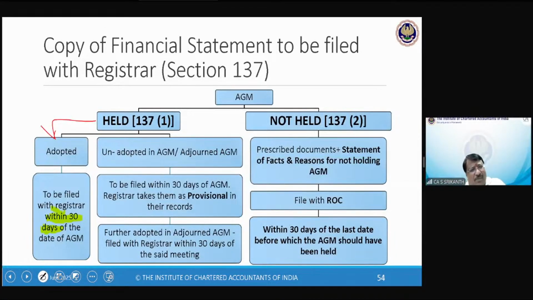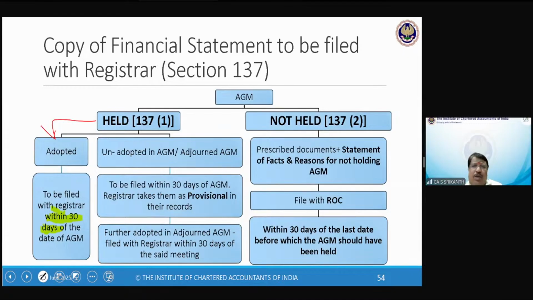Simple. If it is not adopted also, you have to file. If you have not held AGM also, you have to file. Maybe you didn't hold AGM because auditor did not sign. Not my problem. Within 30 days of the last date on which the AGM should have been held, file your unaudited accounts. Tell me why he didn't sign. Give reason.